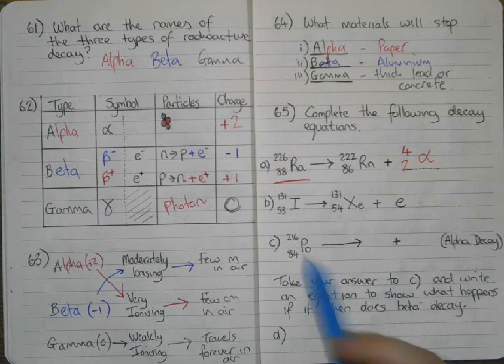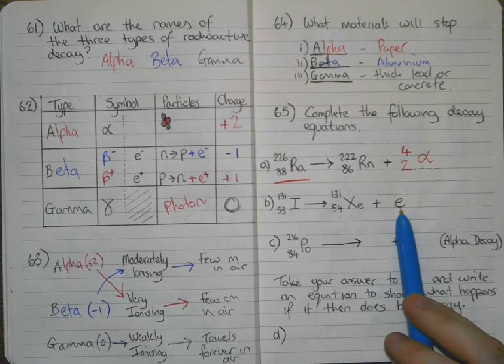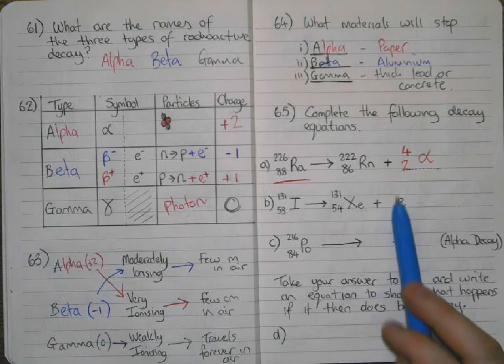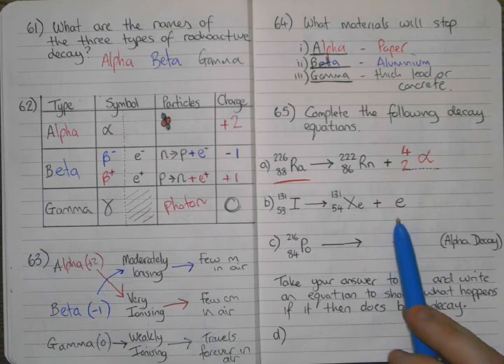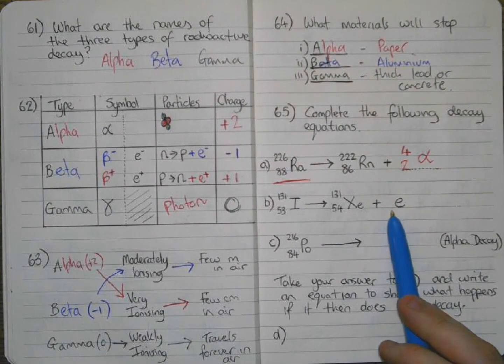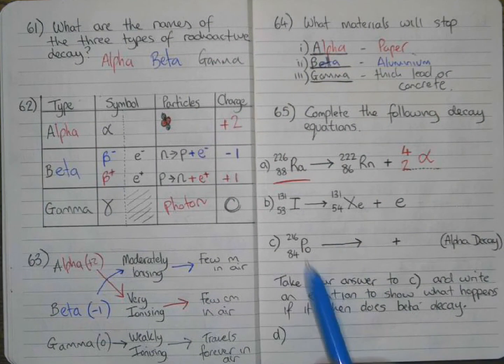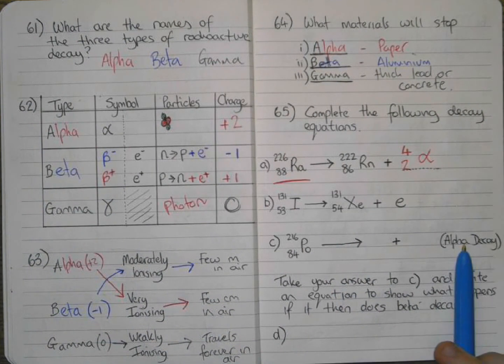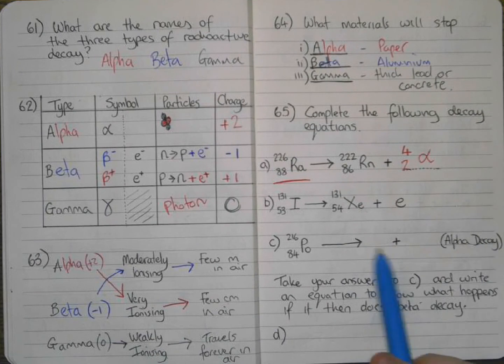See if you can do the next two on your own. We've already been told this is beta, but can you work out what numbers have to go for the mass number and the atomic number? And this one, I'm telling you that it is alpha decay. So can you work out what the missing element is?